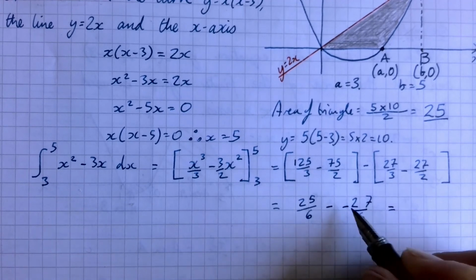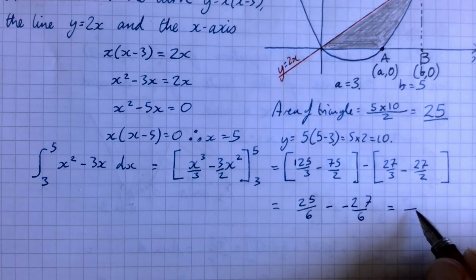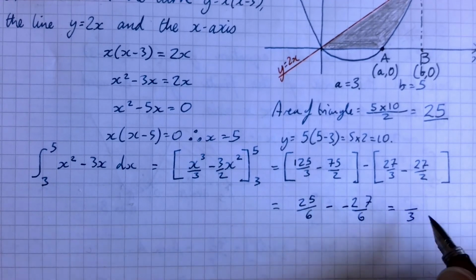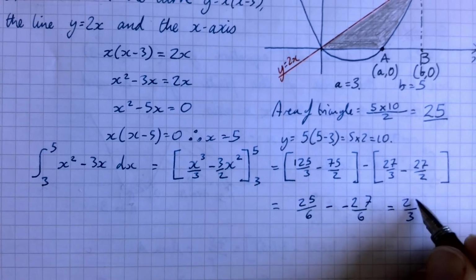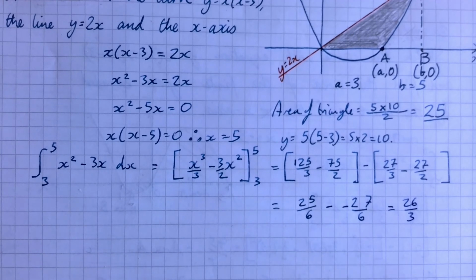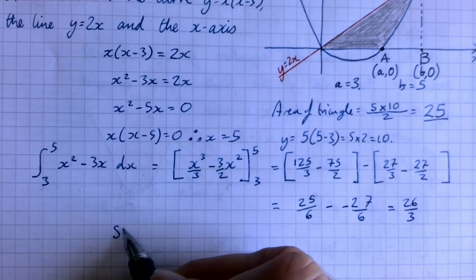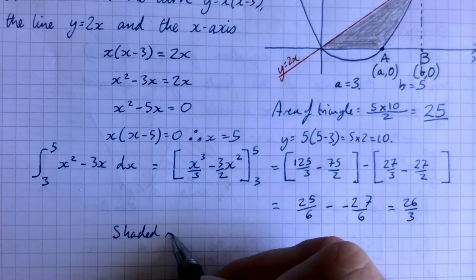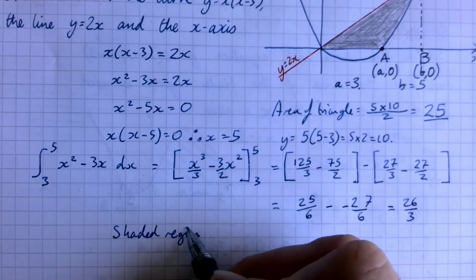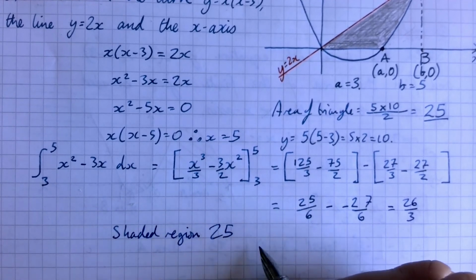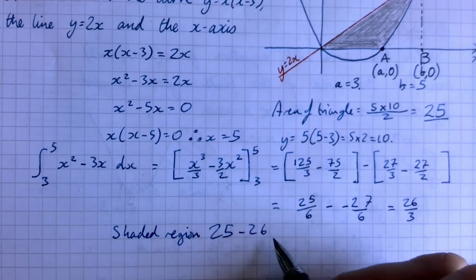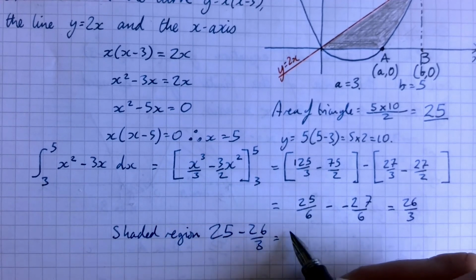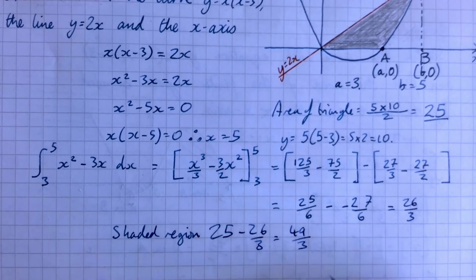Adding that to that does give you 26 over 3. So the shaded region is going to be the 25 that we had for the triangle minus that 26 over 3, which is 49 over 3. And you can turn that into a mixed number if you like, and that's your final answer.